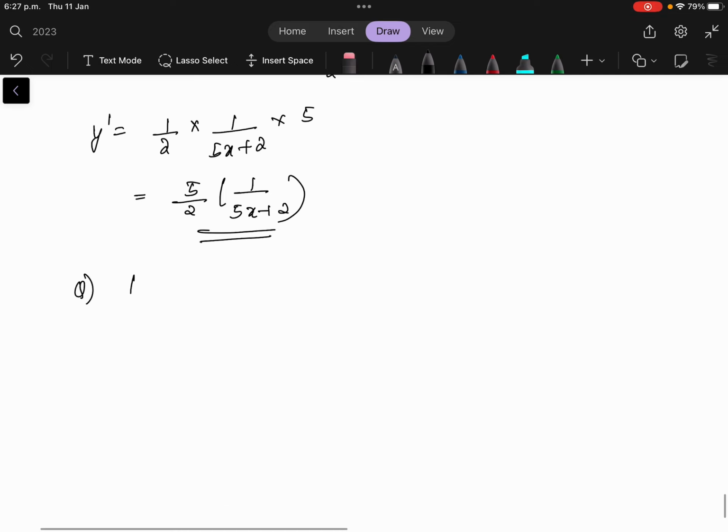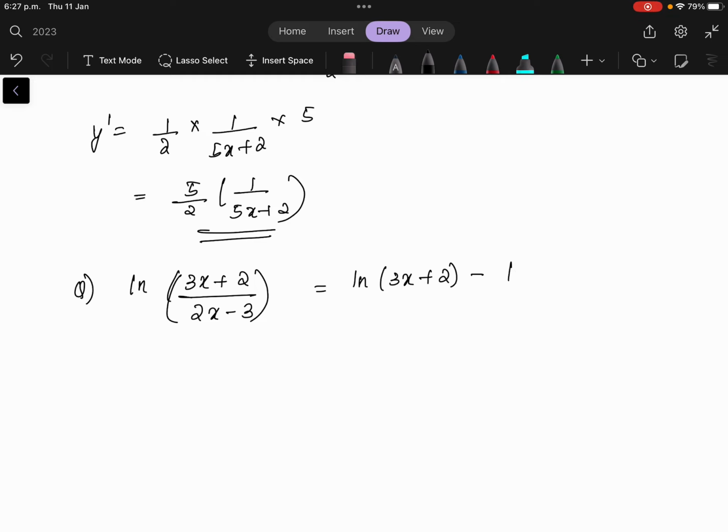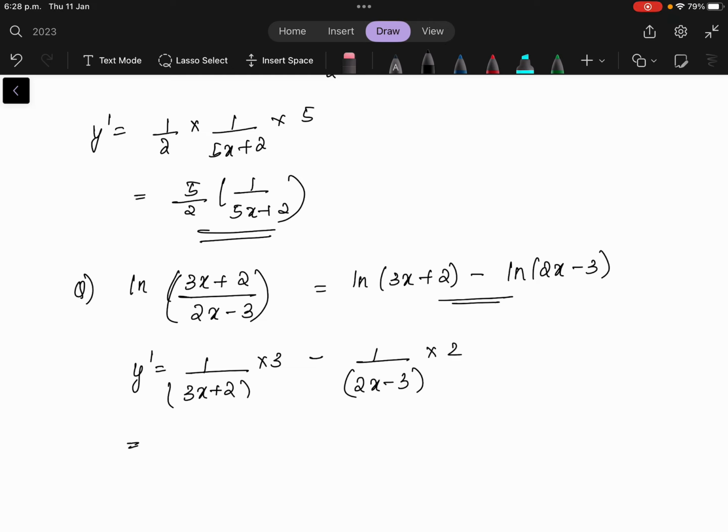So what will you do if you have the question ln of 3x plus 2 divided by 2x minus 3? So when you see the fraction, you might think that it is a quotient rule, but no, that's not correct. When you have the log, you have to simplify this and write this as ln 3x plus 2 minus ln 2x minus 3. Okay, and then you differentiate this, so that will be equal to 1 over 3x plus 2 times 3 minus 1 over 2x minus 3 times 2. Okay, so that is equal to 3 over 3x plus 2 minus 2 over 2x minus 3. Okay, and then you can simplify this further.